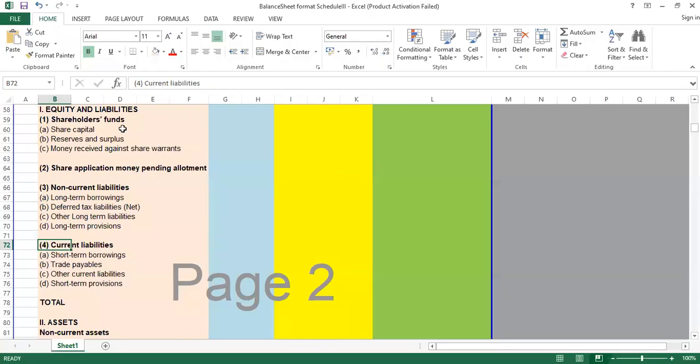Okay, now we have just covered the first part, that is share capital. Now focusing on reserves and surplus. Can you see the screen? Yes, sir.